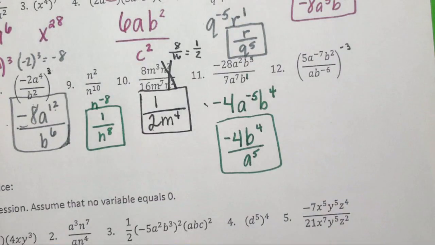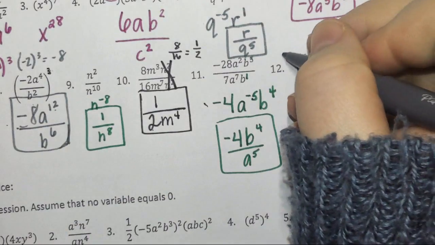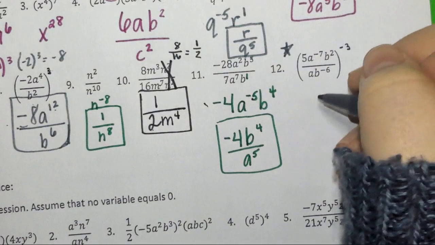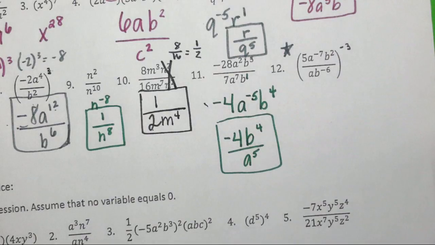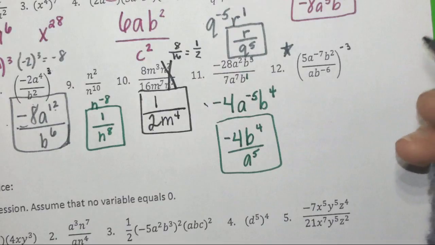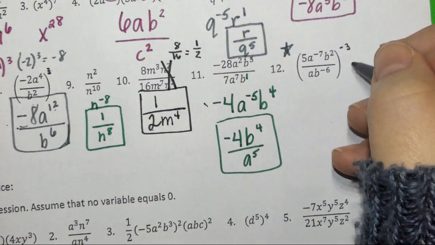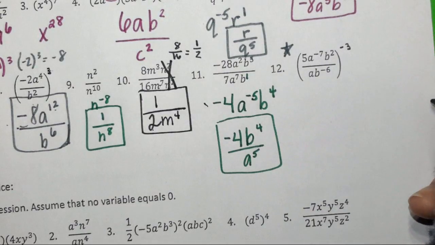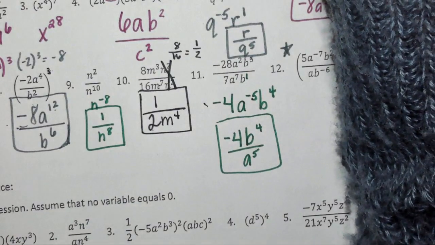12 is the doozy of the day. But it's my favorite because it uses most of the rules of exponents. If you can get number 12 correct, then you'll understand almost all your rules of exponents. The first step would be to simplify the inside before you raise anybody to the negative 3rd. Okay, I'll give you a few minutes to try it, and then I'll go over the answer.